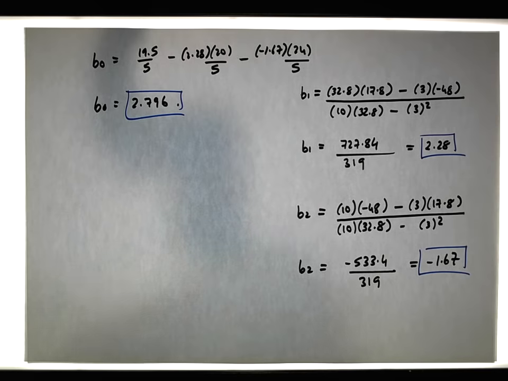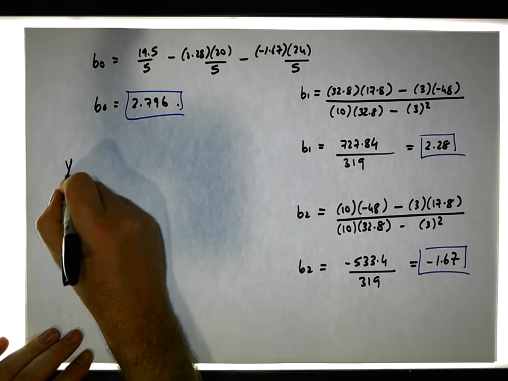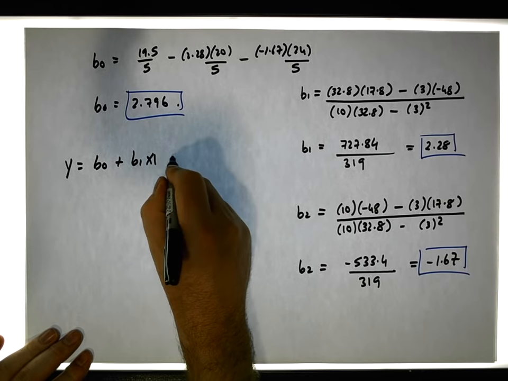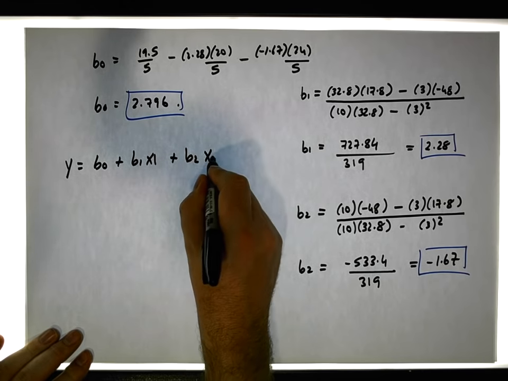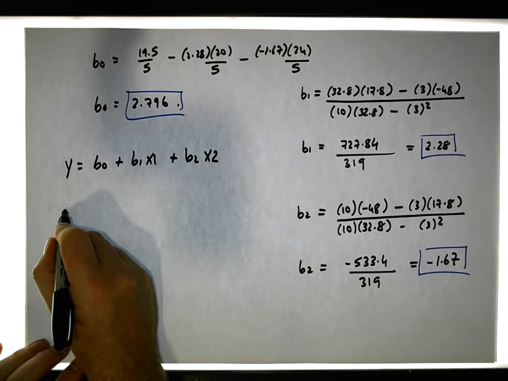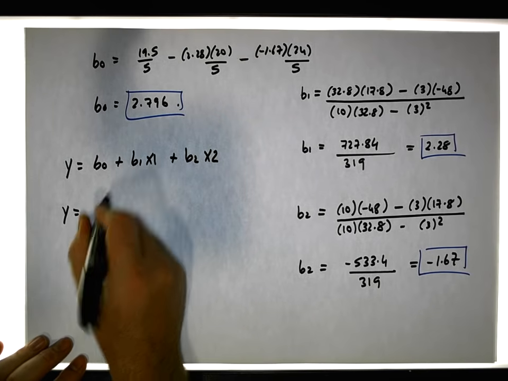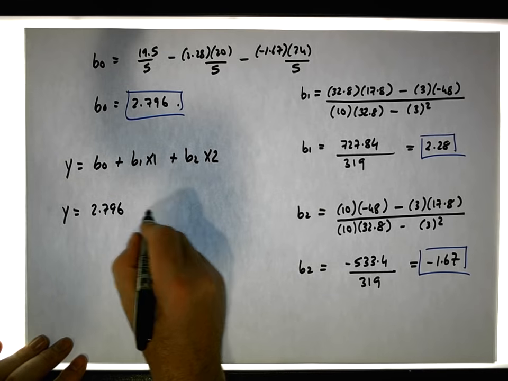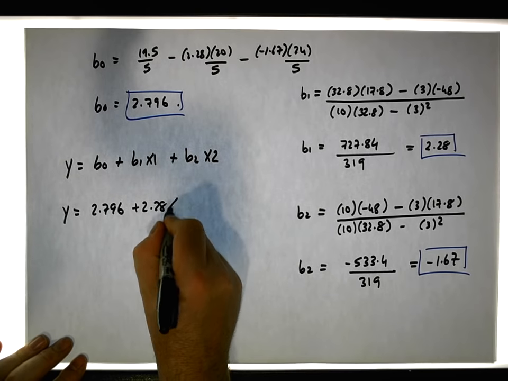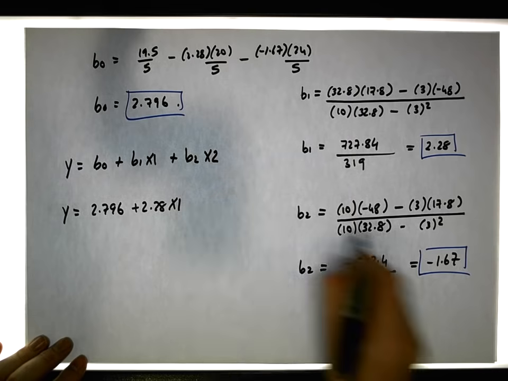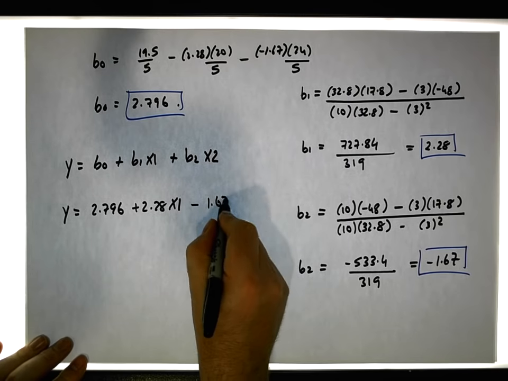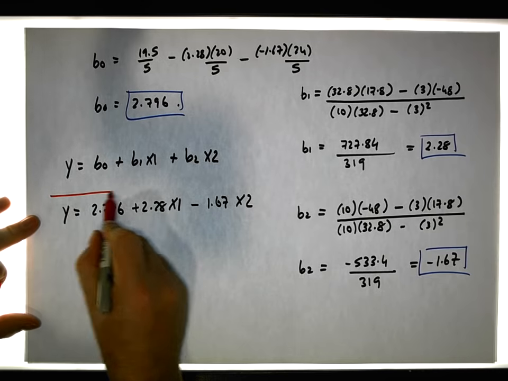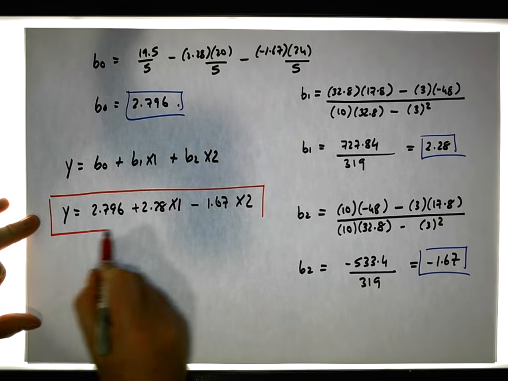The equation of the line, don't forget, is y equals b0 plus b1 times x1 plus b2 times x2. So our line becomes y equals 2.796 plus 2.28 times our x1 values minus 1.67 times our x2 values. And that is the model that we've just estimated. We could go on now and calculate residuals and so on, but that's our model.